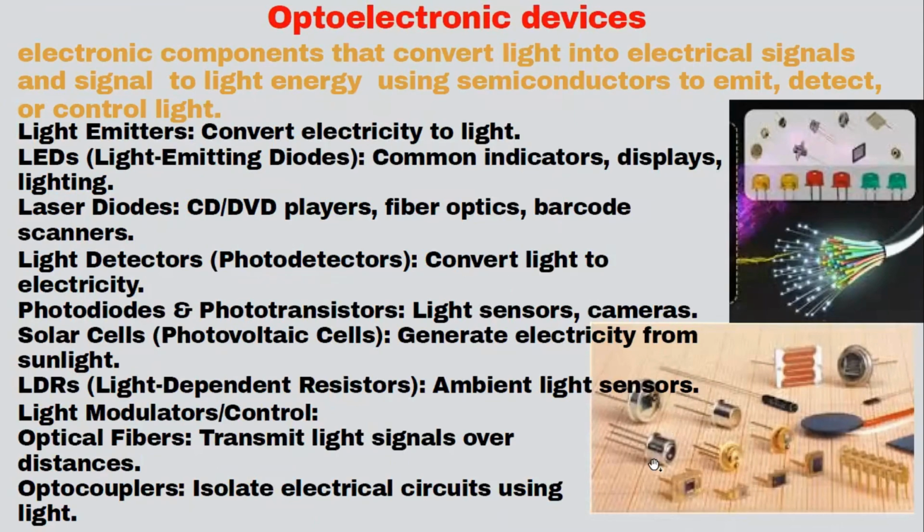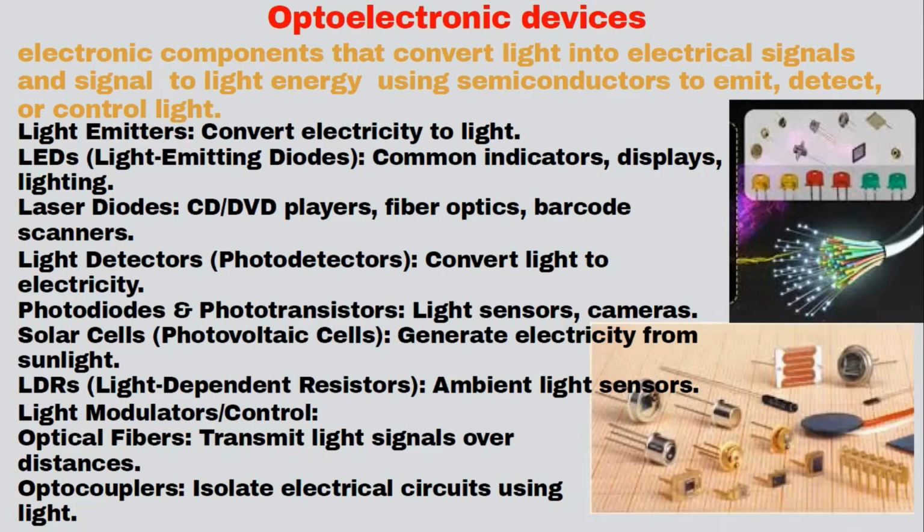Right. Now we will go for one more topic, optoelectronic devices. What is it? These are electronic components that convert light into electrical signals and electrical signals into light, using semiconductors to emit, detect, or control light. Vice versa, both things can be done: light to electricity, electricity to light. Both conversions we study in optoelectronic devices.